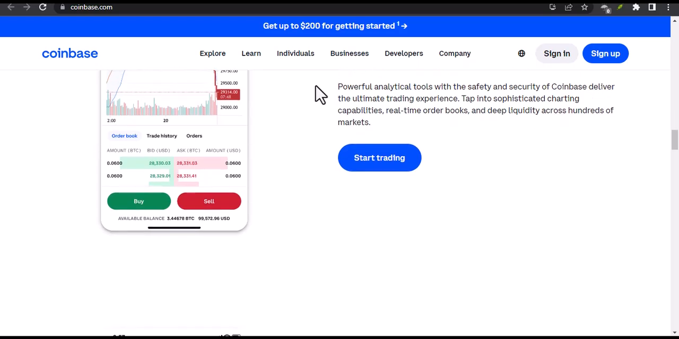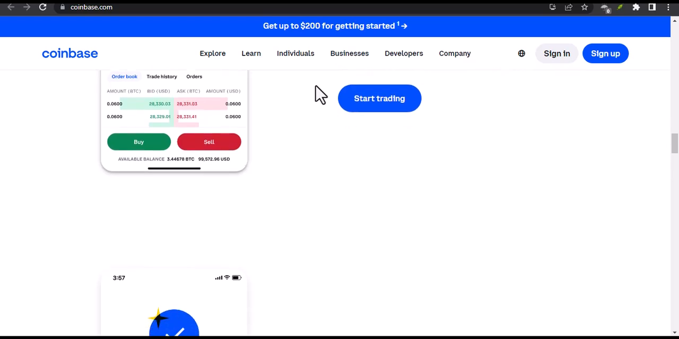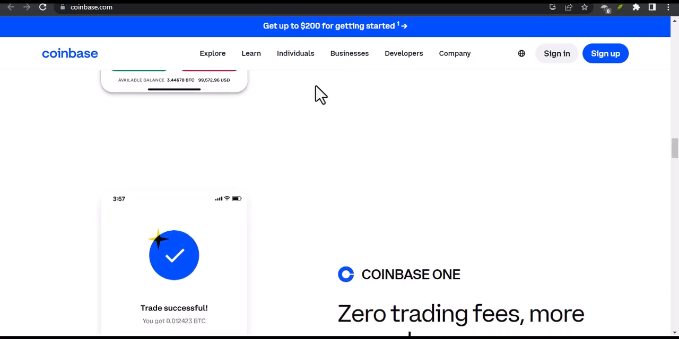So, there you have it. Coinbase does allow USD withdrawal, but there are a few things you need to know before you can do so. I hope this information has been helpful.